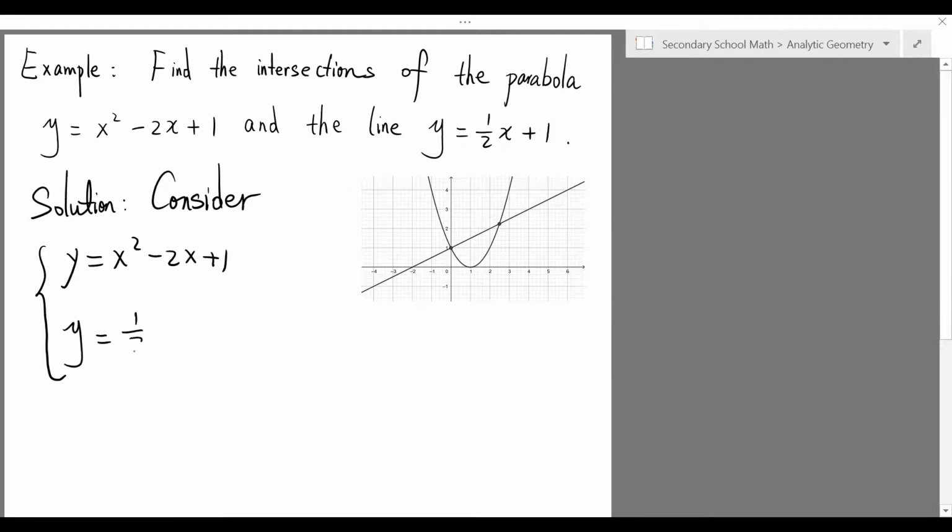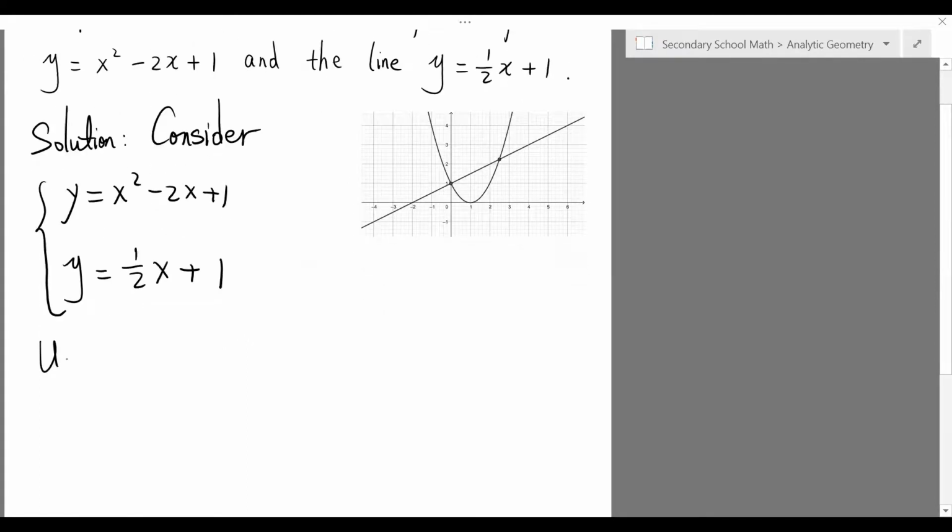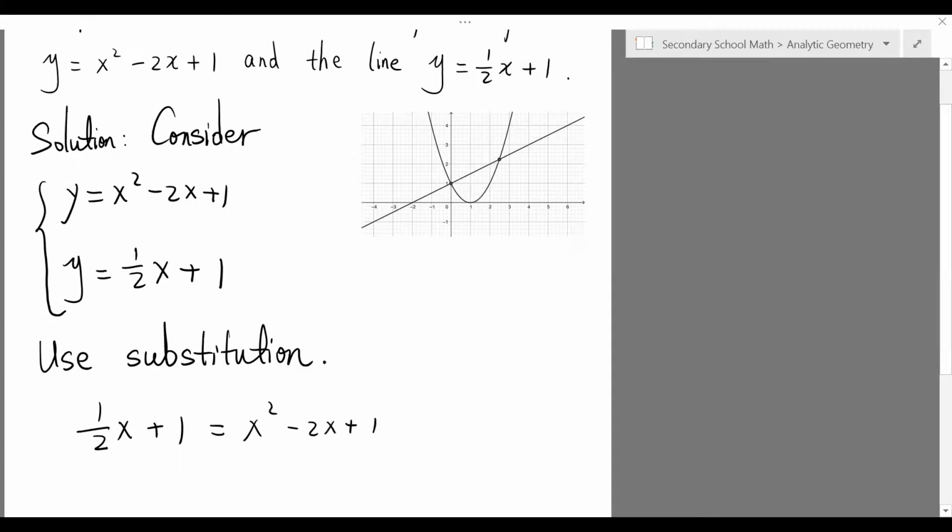Now we would use substitution again. What we're going to do is substitute the y in terms of x in the second equation and plug that into the first equation up there so that we eliminate the y variable and end up with an equation of only one variable, namely the x. And consequently, we will end up with this condition: 1/2 x plus 1 equals x squared minus 2x plus 1.